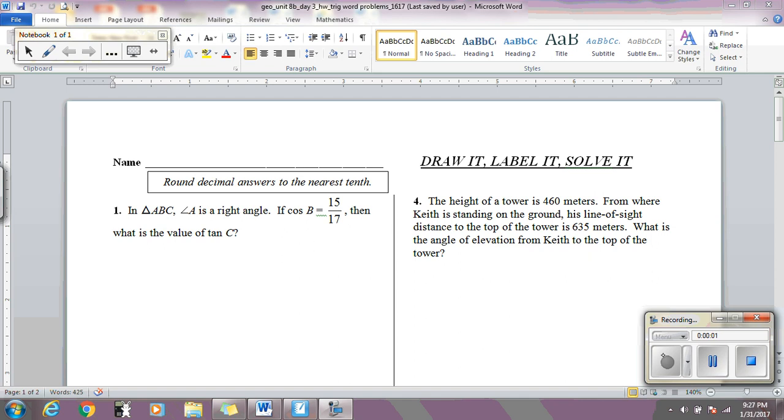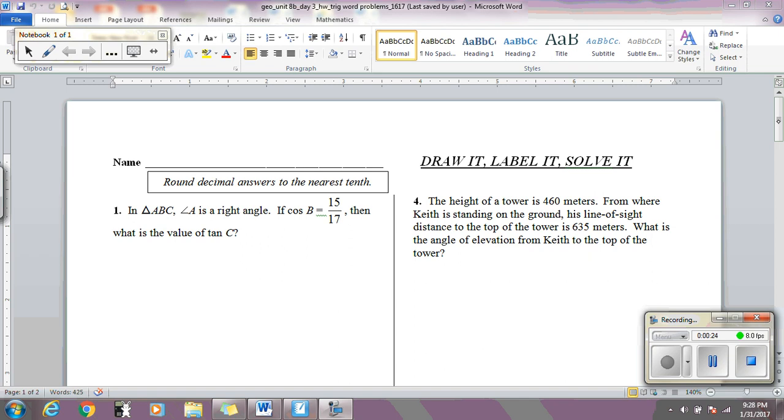This is your Unit 8, Part B, Day 3 homework tutorial. This is the homework that deals with all word problems. For each problem, you're going to draw the picture, label the picture, and solve the question that is being asked. If there are any decimal answers, we're asked to round them to the nearest tenth.